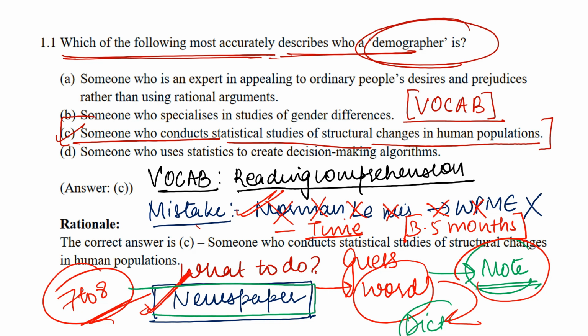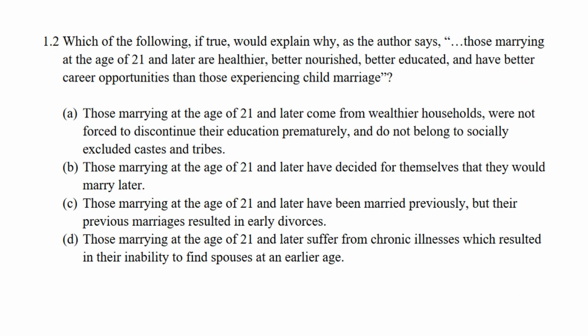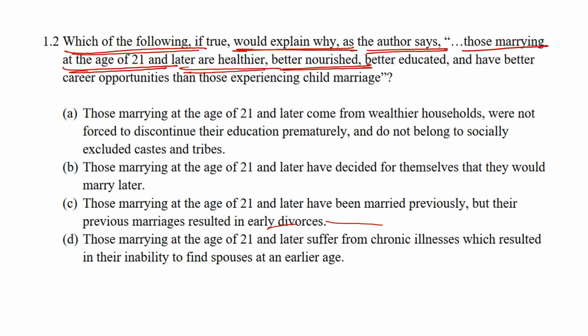So reading comprehension, that we have to cover. We have to learn how to solve different types of reading comprehension questions. We'll talk about that in a while, but this is something that I wanted to tell you. Right now, the next question from the same passage asks which of the following, if true, would explain why, as the author says, those marrying at the age of 21 and later are healthier, better nourished, better educated, and have better career opportunities than those experiencing child marriage.